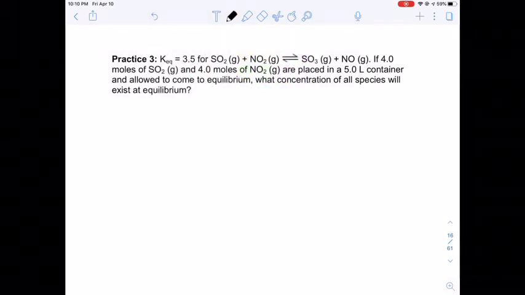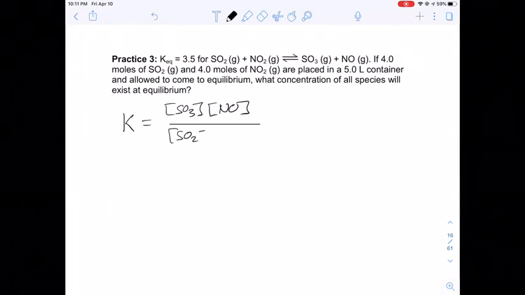We are given a KEQ value, so let's get this K equation going because this is going to be very important. SO3, we have an NO, and that's all divided by the initial reactants, SO2 and NO2. So this is an oxygen exchange reaction, it looks like. And it says you have a KEQ of 3.5, so, a positive KEQ value. If 4 moles of SO2 and 4 moles of NO2 are placed in a 5-liter container and allowed to come to equilibrium, what is the concentration?